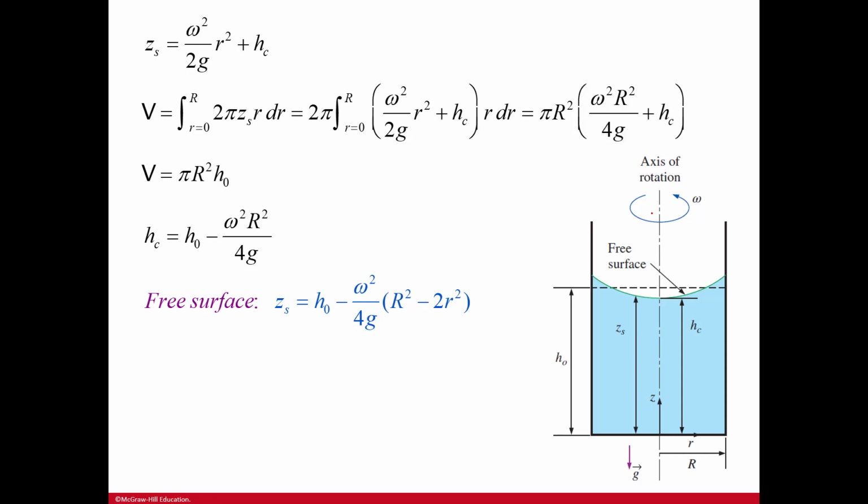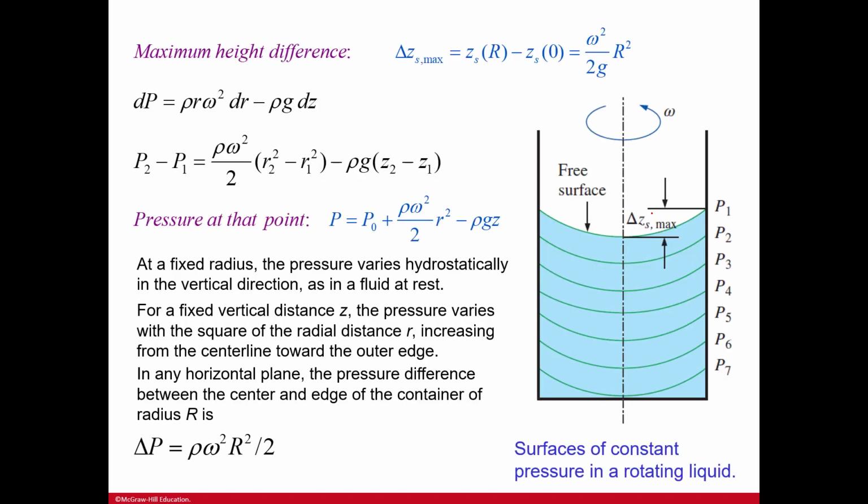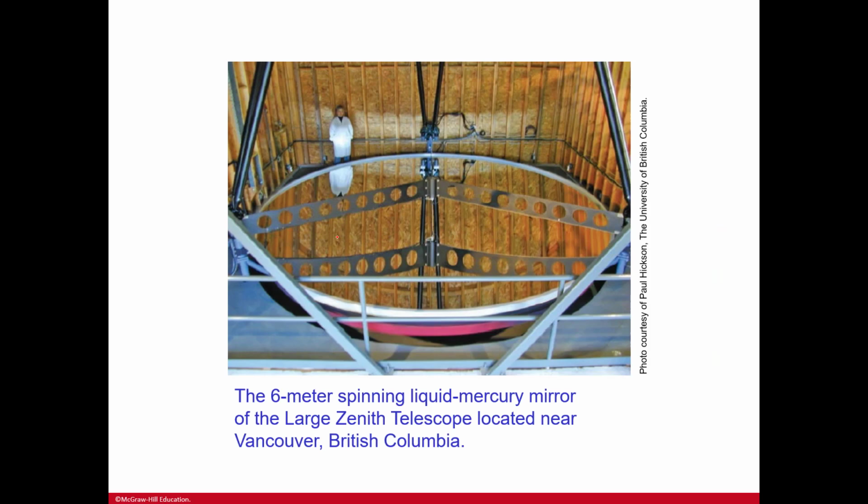And here are more formulas to go with that, and one for the free surface. We do have one for maximum height difference. Again, I don't want to spend time in this video going over all of the formulas because we will be going into them in the working videos. So here's a 6 meter spinning liquid mercury mirror of the telescope in British Columbia.